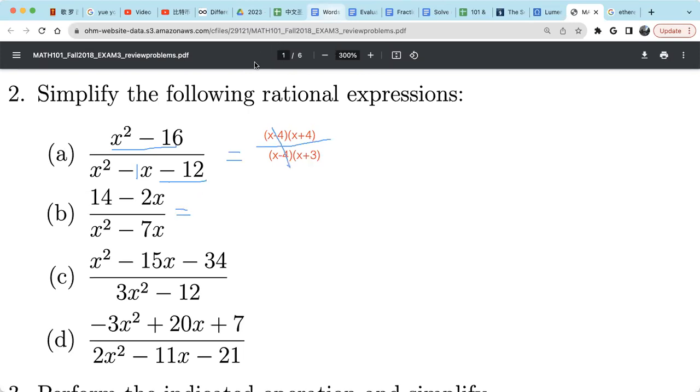This one, the numerator, we want to factor out 2. Maybe we'll factor out negative 2. We factor out negative 2, then we have x minus 7. You see negative 2 times x, we still have negative 2x. Negative 2 times negative 7, we still have positive 14. Then the denominator, we want to factor out x. Then we have x minus 7.